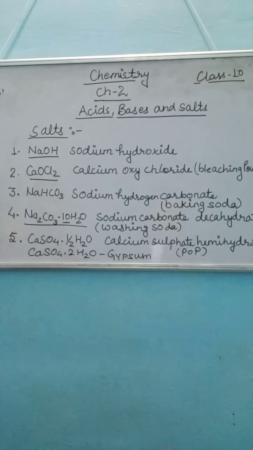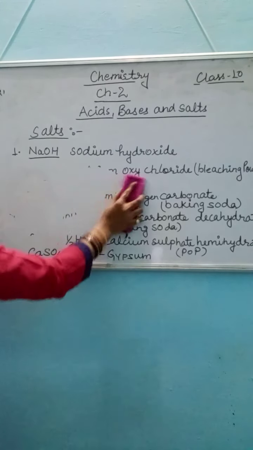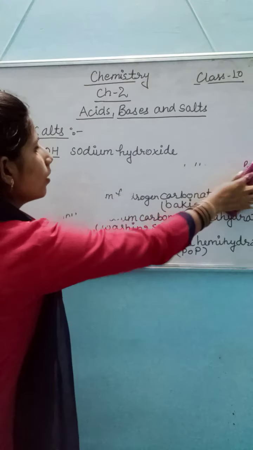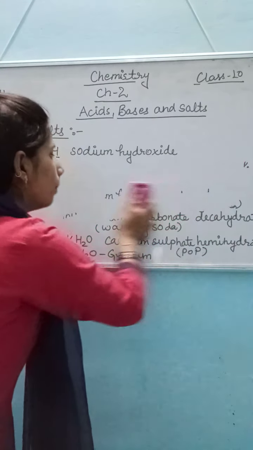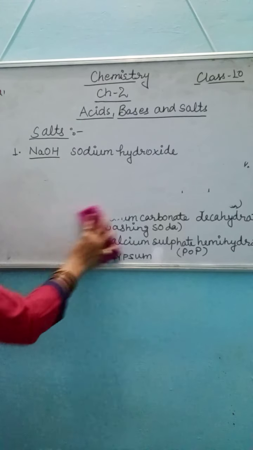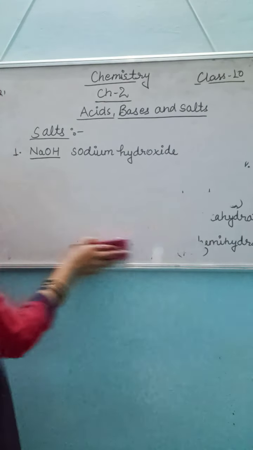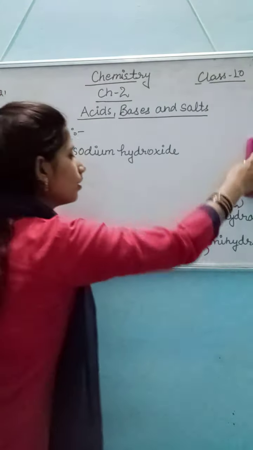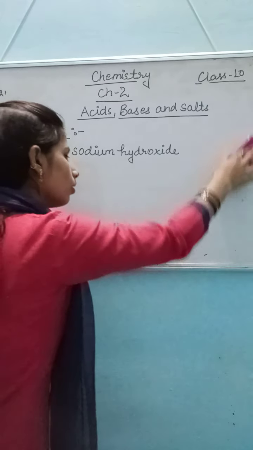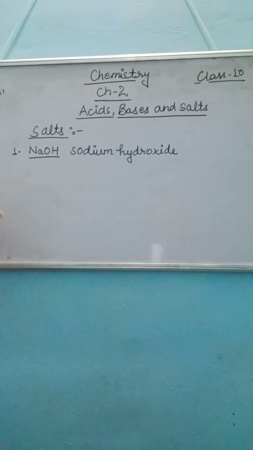Now the first salt we are going to start with is sodium hydroxide, or NaOH. NaOH is a basic salt, and it is very important in our day-to-day life, in the chemical industry, and for many other purposes. So first we will learn how sodium hydroxide is produced.